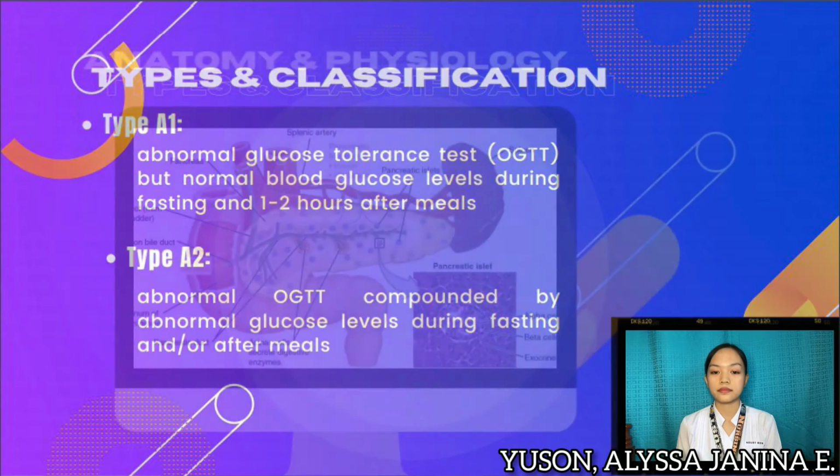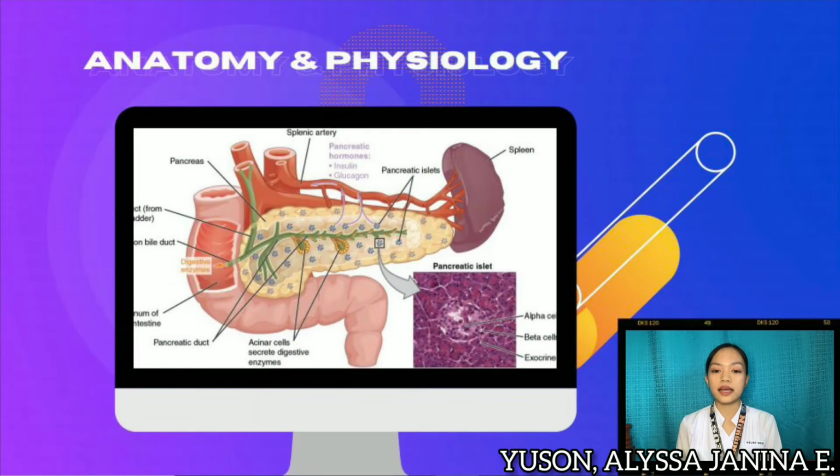medications. Next, for the anatomy and physiology, as you can see in the picture, the pancreas is a long slender organ, most of which is located posterior to the bottom half of the stomach. It has both exocrine and endocrine functions. Its pancreatic islets are the cluster of cells that secrete the hormones glucagon, insulin, somatostatin, and pancreatic polypeptide.